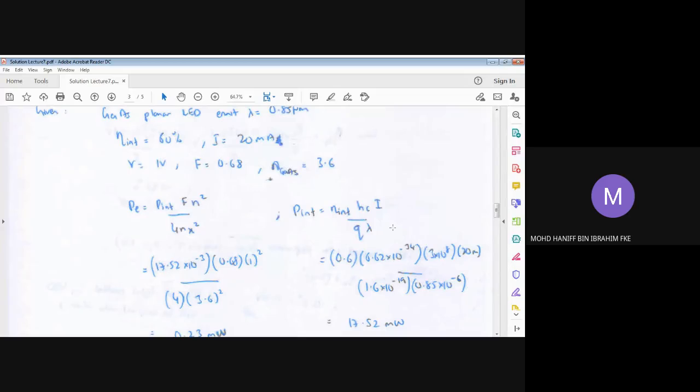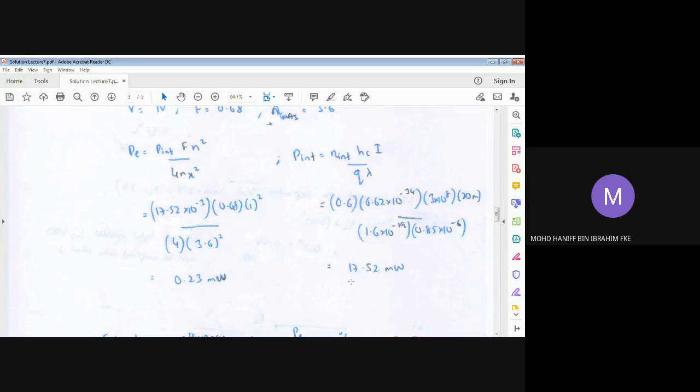Based on this equation, eta internal is 0.6, h is 6.62, c is 3 times 10 power 8, I is 20 milliampere, q is 1.6 power minus 19, lambda is 0.85. So from here we can calculate that the internal power generated is 17.52 milliwatt. Okay, so this is the internal power generated.